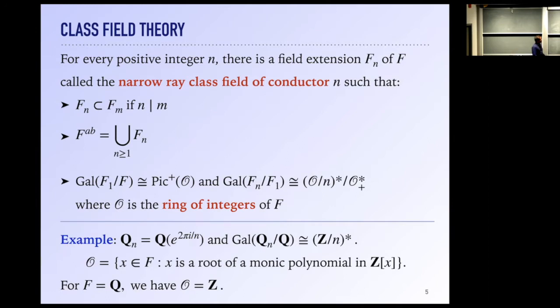And then what is this O star plus? It's the group of totally positive units within O. So in Z, the units are plus or minus 1, and the positive unit is just 1.